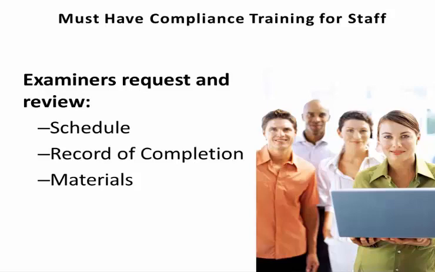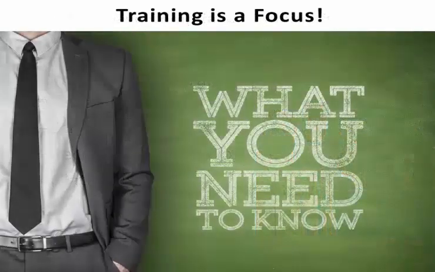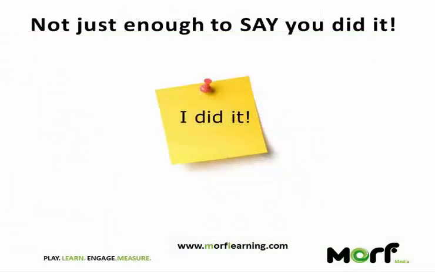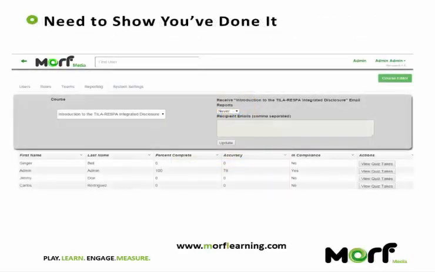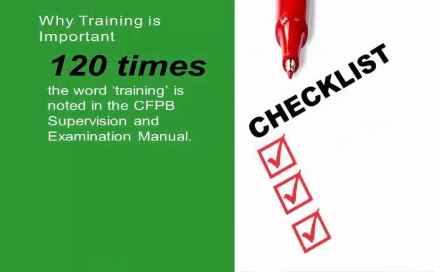And one of the things is, and we talked about this for many years now, training is a focus. It's a big focus on what's happening in the industry, and it's not just enough to say you did it. With the CFPB and what many states want to see is showing that you've done it. And so that's what's really important, to have records in place that shows what training you have administered to your staff. We know the training is very important to the CFPB because in their examination guide, the word training is listed more than 120 times. So it's very important to have a training system in place.